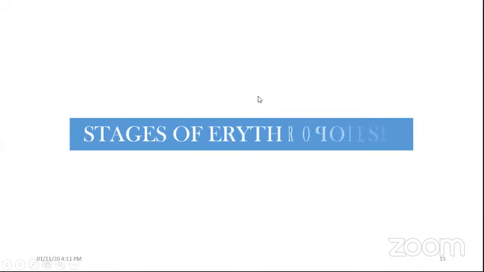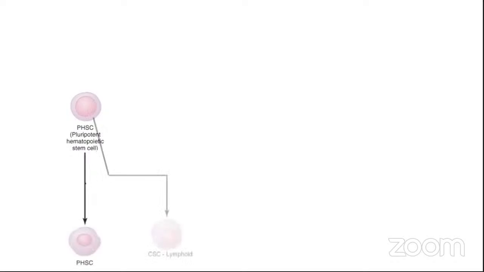Next, coming to the stages of erythropoiesis. Now you have seen the sites, now we will come to the stages. So, very important: the pluripotent hematopoietic stem cells which are present in the bone marrow get committed to either the lymphoid or the myeloid series.